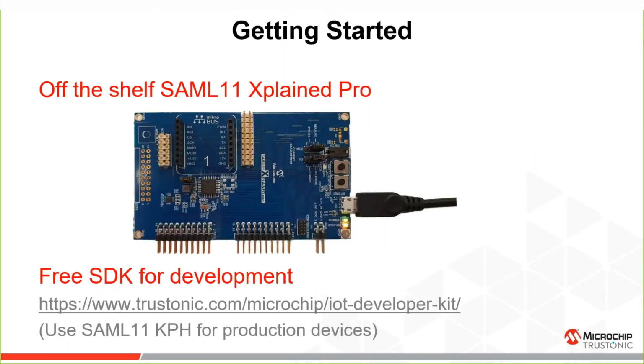So to get started, what you need is to just get a bog standard SAML11 Xplained Pro development board. This has a SAML11 on it, and with the SDK that's freely available for download, and the link's on the page, you can download a toolkit which lets you experiment with our SDK and build your secure devices. In production, you need to use the SAML11 KPH, which is the SKU of the SAML11, which comes with our system pre-installed and that pre-installed key. And there is a production SDK to help with secure flashing in the factory for production use.